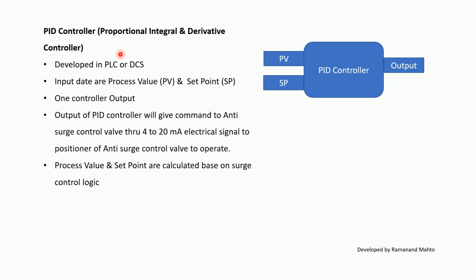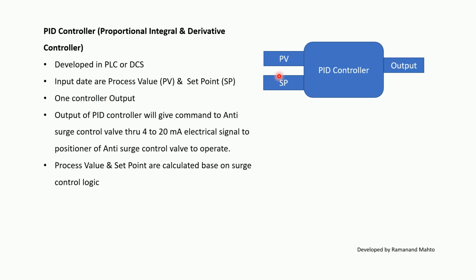How will the PLC generate the output signal to the control valve or anti-surge control valve? This is called the PID. It is a soft logic developed in the PLC or DCS, where P means proportional, I means integral, and D means derivative controller. So in short, it is written as PID. It is soft logic developed at the PLC or DCS.